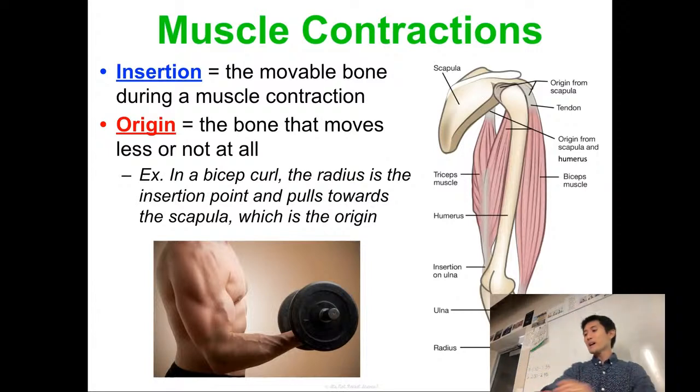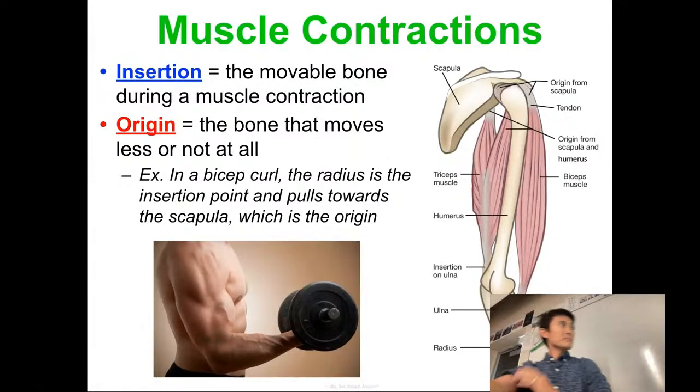Okay, so we'll do bicep. Bicep is a really good example. Your biceps brachii connects all the way up here. There's a tendon that connects all the way to your scapula, and then the other end connects all the way to your radius. Now look at what's moving. Is your scapula moving or your radius moving? Your radius is moving up and down. So your radius would be the insertion. The scapula end of your bicep would be the origin.